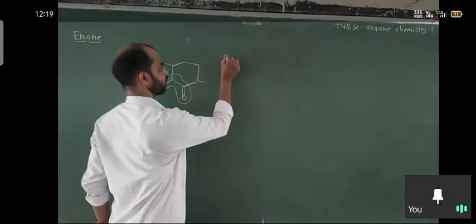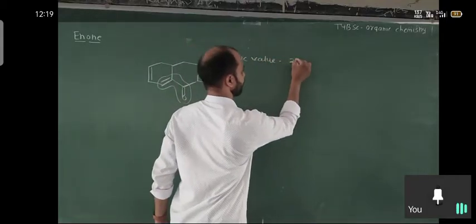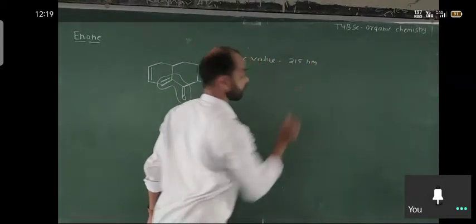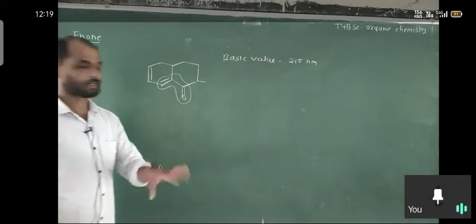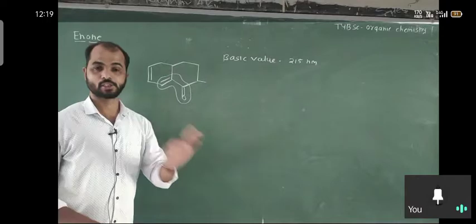So basic value, 250 nanometer. Take 202 only if it is 5-member. If it is not 5-member, then take 215. If it is aldehyde, take 207. If it is 5-member, take 202.